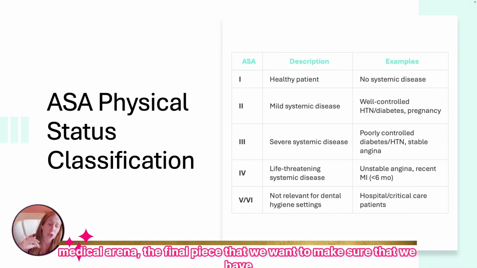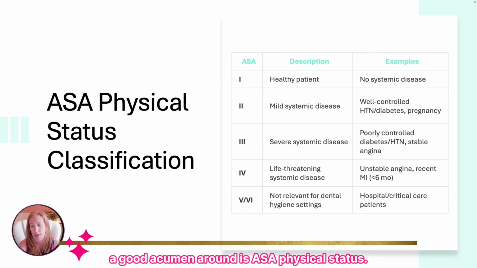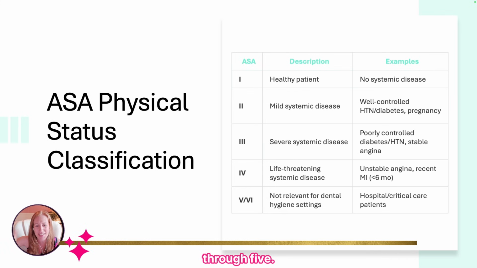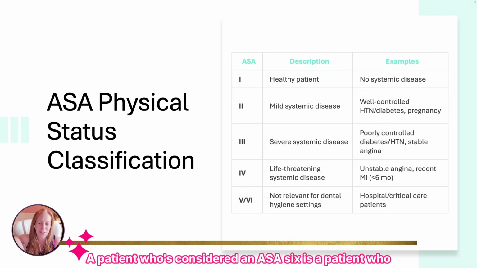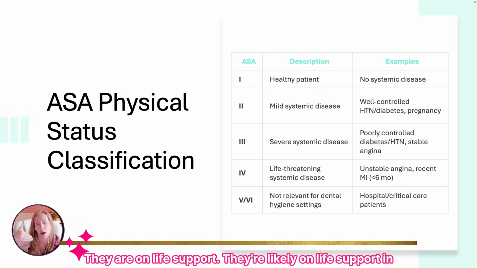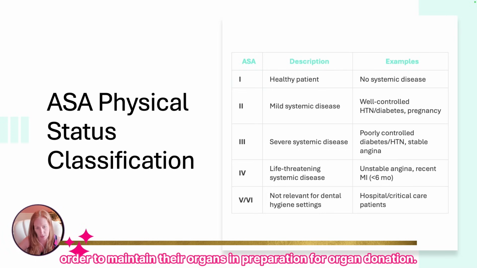In the medical arena, the final piece that we want to make sure that we have a good acumen around is ASA physical status. And ASA classifications are 1 through 5, 6-ish. A patient who's considered an ASA 6 is a patient who is going to be deceased within the next 24 hours. They are on life support. They're likely on life support in order to maintain their organs in preparation for organ donation.